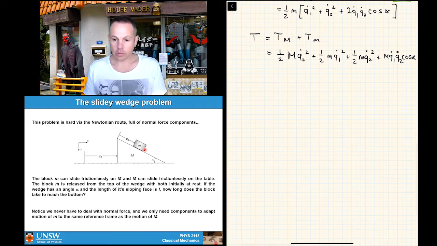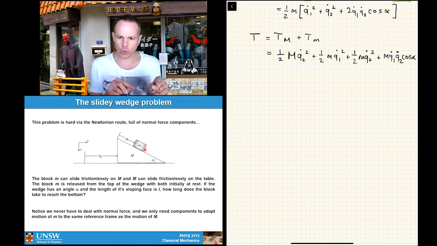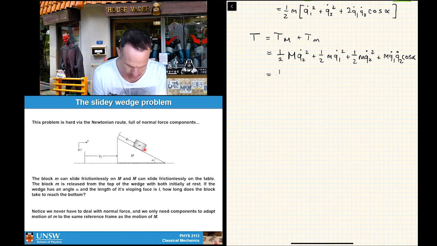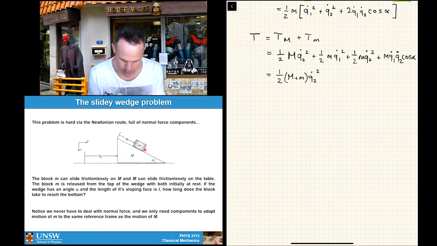Okay, we can cluster some terms in here just to make things nice and easy, and what we're going to do is cluster the q2 dot squared term out the front. So it's going to be a half, big M plus little m, q2 dot squared plus a half m, q1 dot squared plus 2 q1 dot q2 dot cos alpha, just in here.